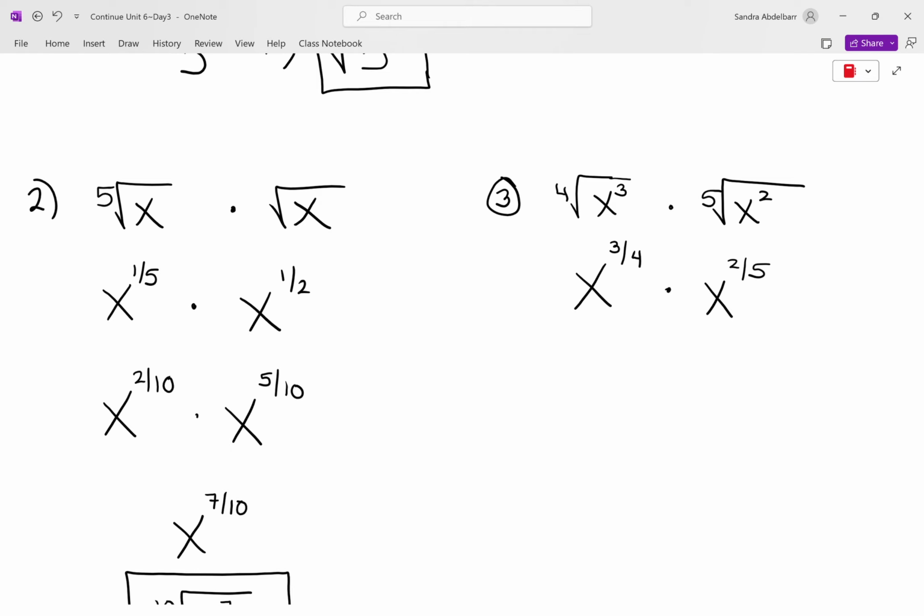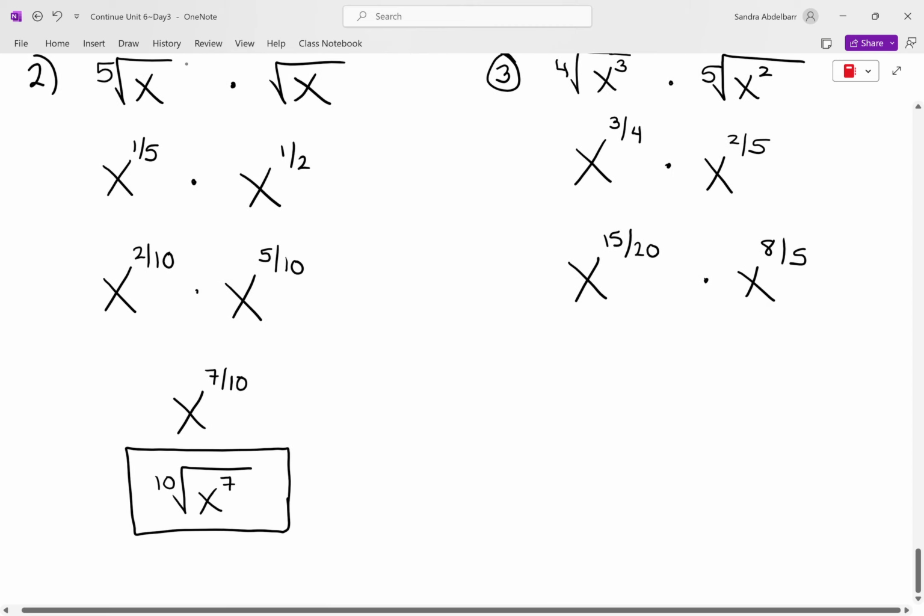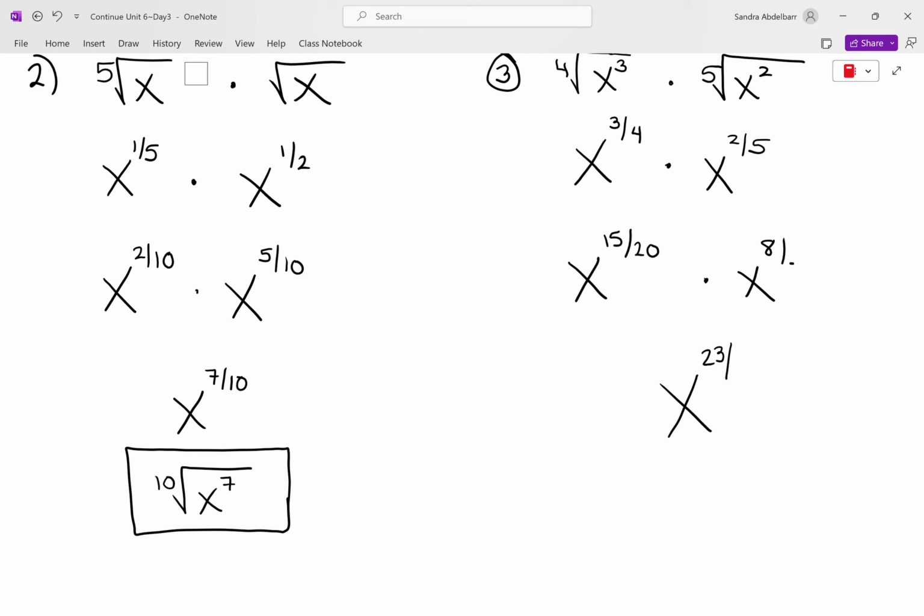I'm going to create a common denominator. What is my common denominator this time for my exponents? 20. So this is going to be x to the 15/20 power times x to the 8/20. And now when I multiply, I'm going to get x to the 23/20.